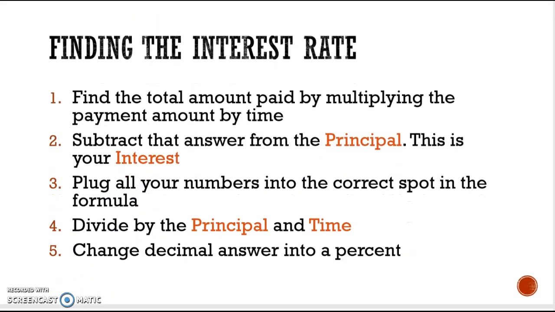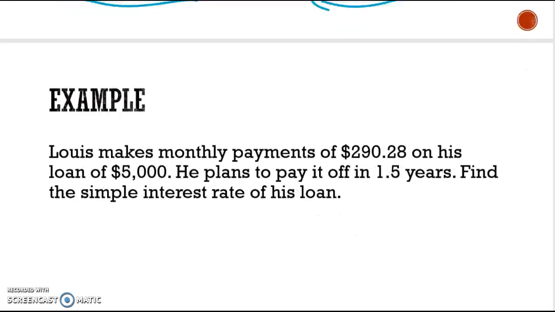So if you need to find the interest rate, this is going to take a little bit, so I suggest pausing the video, writing this down, and then starting it again when you're done. To find the interest rate, what you're going to do is find the total amount paid by multiplying the payment amount by time. Then subtract the principal from that answer. This is going to give you the interest. Plug all your numbers into the correct spot in the formula, and then divide by the principal and time. The key thing is your answer is going to be in a decimal, but we need a percentage because interest rate is a percent.